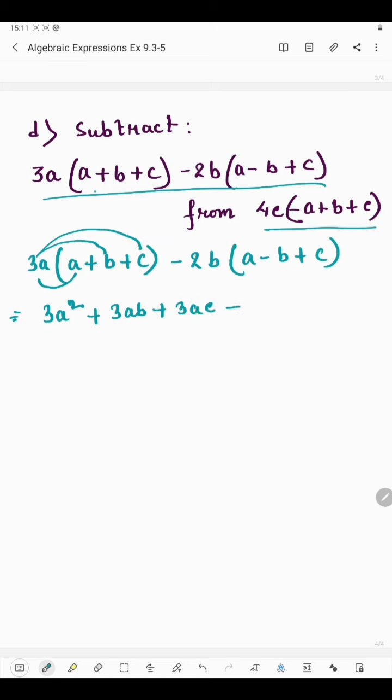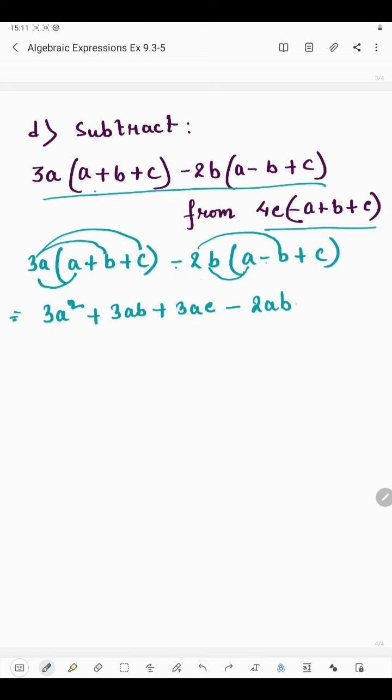Now minus, here this minus we have put. Now this will be multiplied by this, so it's 2ab. Okay, 2b into a is 2ab. Now 2b will be multiplied by the second term, but here we have minus sign, so here also we have minus sign, so this minus and this minus will become plus.